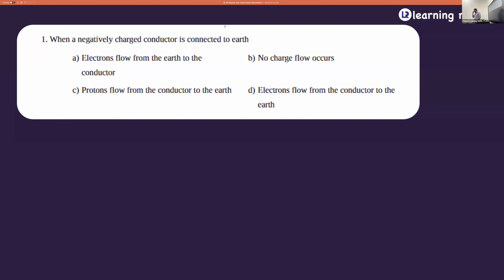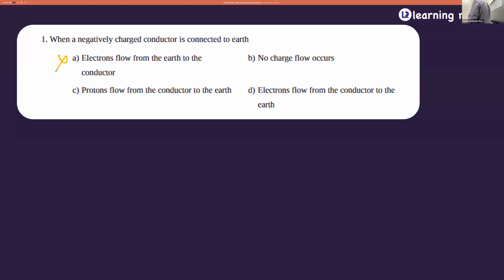Why is A wrong? Let's understand everything. Electrons flow from the earth to the conductor. Already the conductor that you are using has what kind of charge? It's negative. Had the electrons flown from the earth to the conductor, what would have happened to the conductor? It would have got even more negatively charged. The basic purpose of grounding something is to make the excess charge flow to the ground. If electrons flow from the earth to the conductor, it will get even more negatively charged. That is wrong.